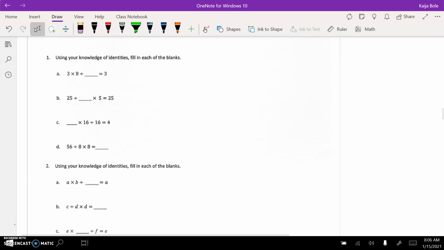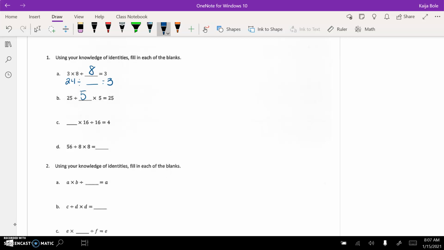If you look at number 1, so I have 3 times 8. Well, we can walk it out. 3 times 8 is 24. Divided by something that equals 3. Well, 24 divided by 8 would get us 3. All right, 25 divided by something times 5 would get us 25. All right, this would have to be 5.